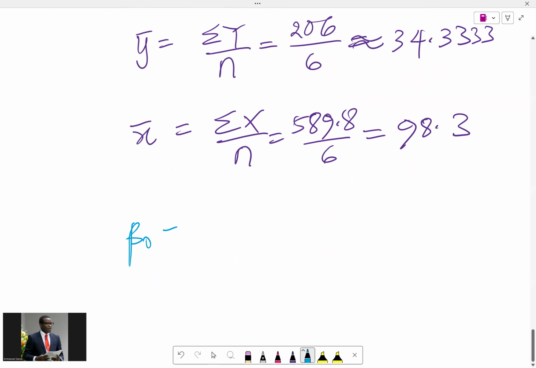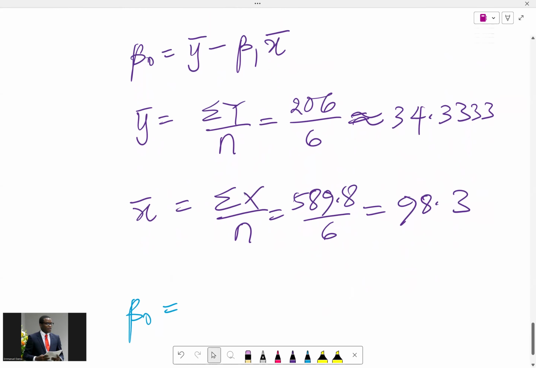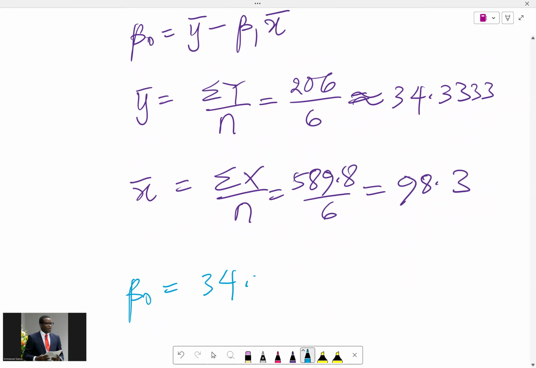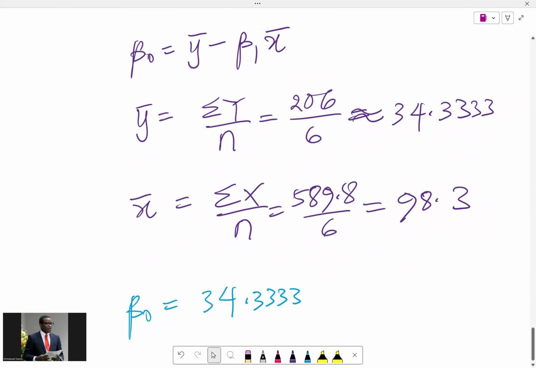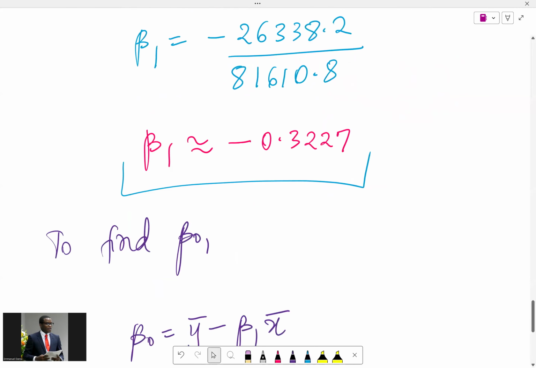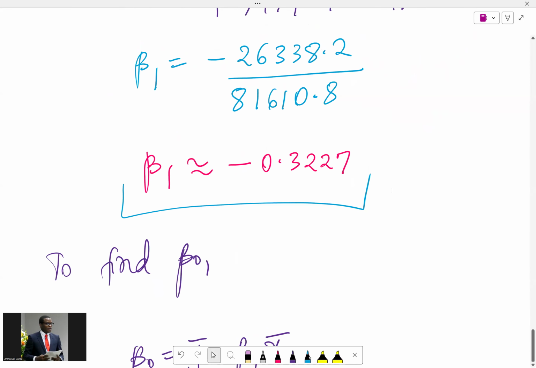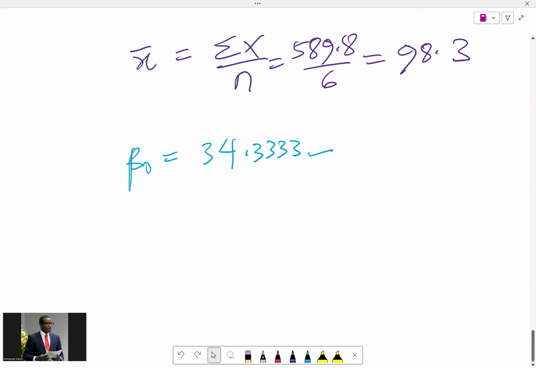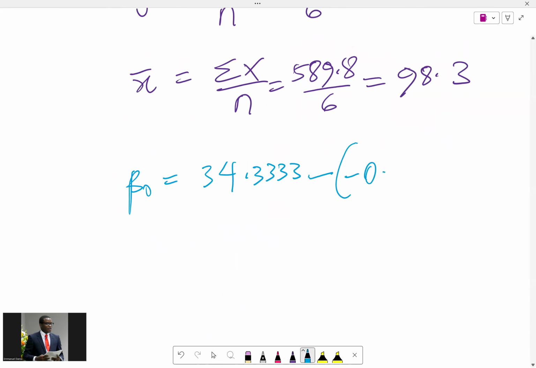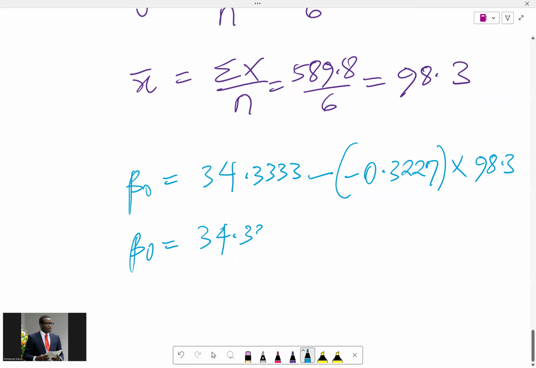So beta naught is now equal to y bar, that's 34.3333, minus beta 1. Don't forget beta 1 is minus 0.3227. So that's minus 0.3227 multiplied by x, which is 98.3. So beta naught is equal to 34.3333. No, minus times minus is plus.